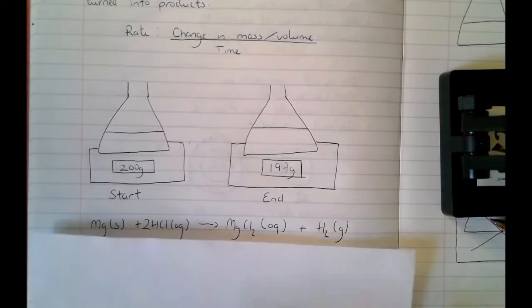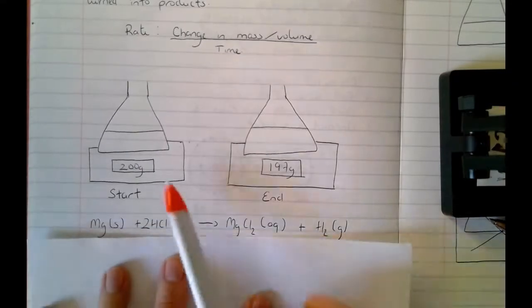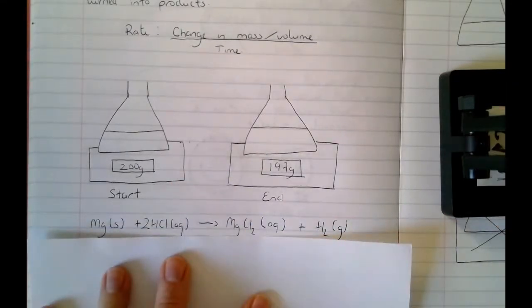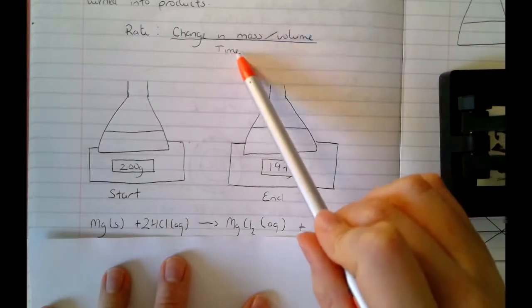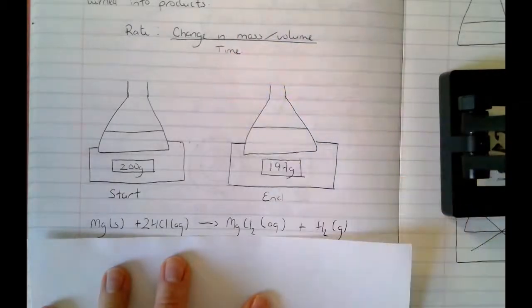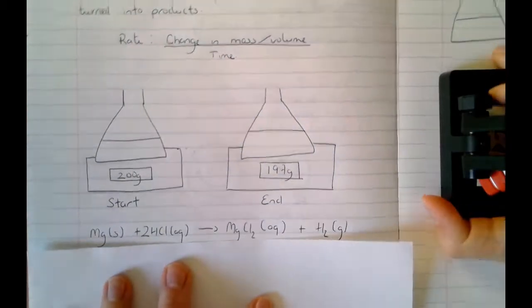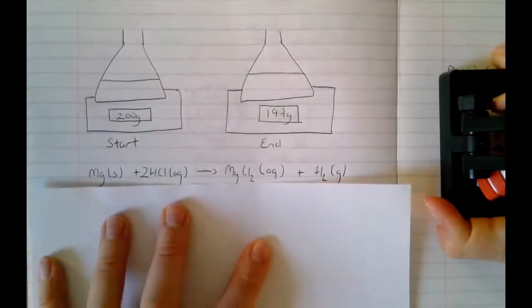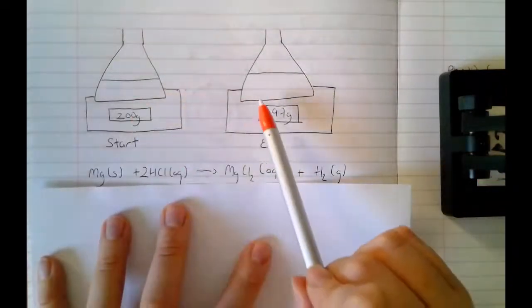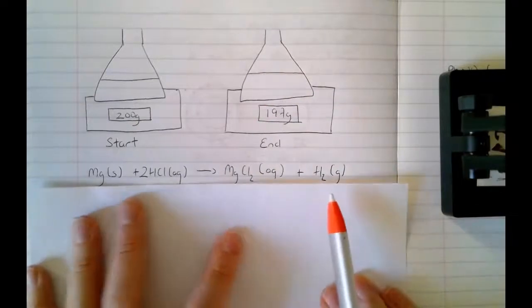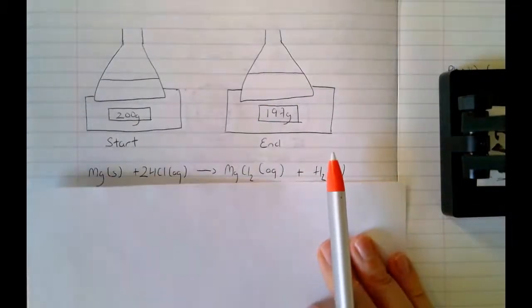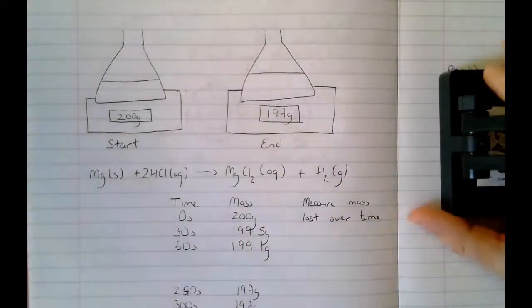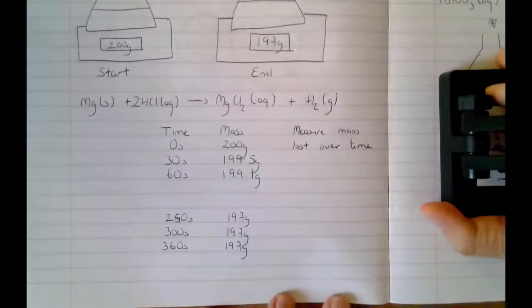But it's not enough to just know the change in mass, which I can easily see is 3 grams. I also need to know how quickly that change took place, so I need to know the time. Therefore, when I'm doing this experiment, I'm not just going to record the start mass and the end mass, I'm also going to record the time taken for this change to occur. And to do this, I would make myself a little table.